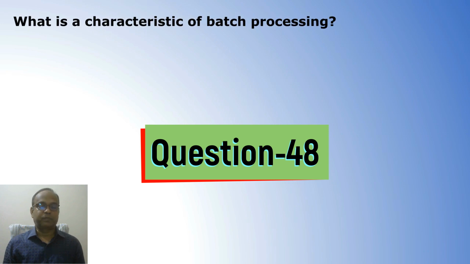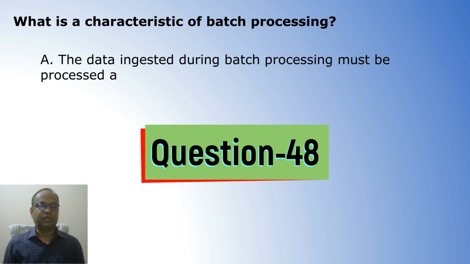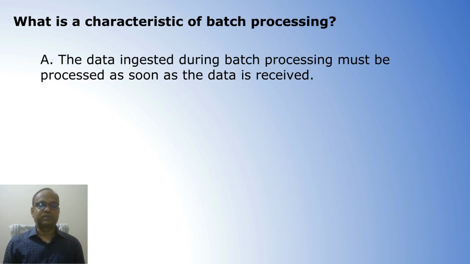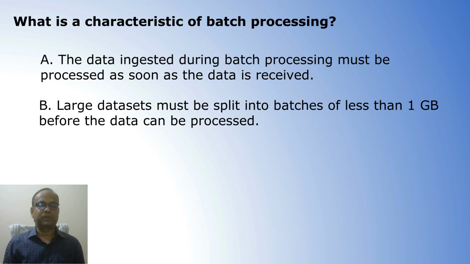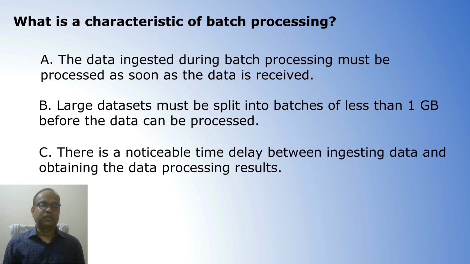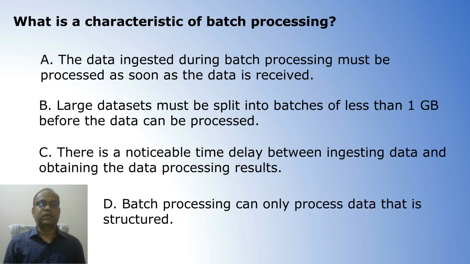Next question, question number 48. What are the characteristics of batch processing? Option A. The data ingested during batch processing must be processed as soon as the data is received. Option B. Large datasets must be split into batches of less than 1 GB before the data can be processed. Option C. There is a noticeable time delay between ingesting data and obtaining the data processing result. Option D. Batch processing can only process data that is structured. Answer. The correct option is C.